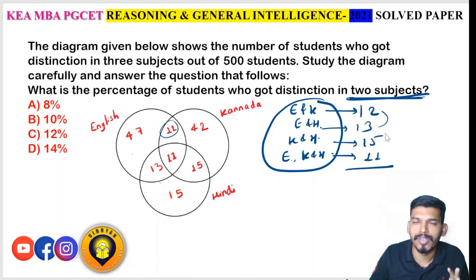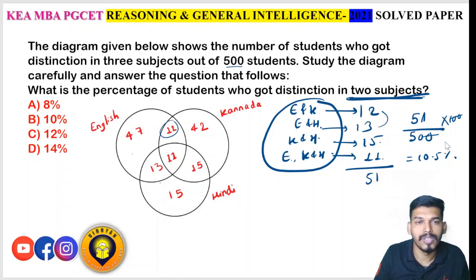13 plus 12 is 25, 25 plus 15 is 40, 40 plus 11 is 51. So 51 is what percentage? What is the percentage of students who got distinction? 51 students got distinction. So 51 is what percentage of 500, we have to calculate. So that means it will become 10.5 percentage, which is not given in our options. So 10.5 percentage is the actual answer according to the question.